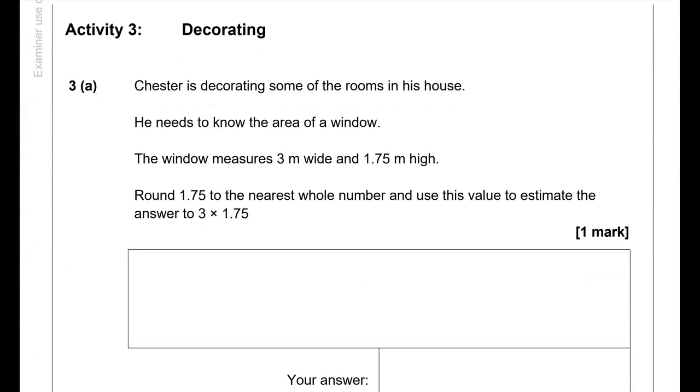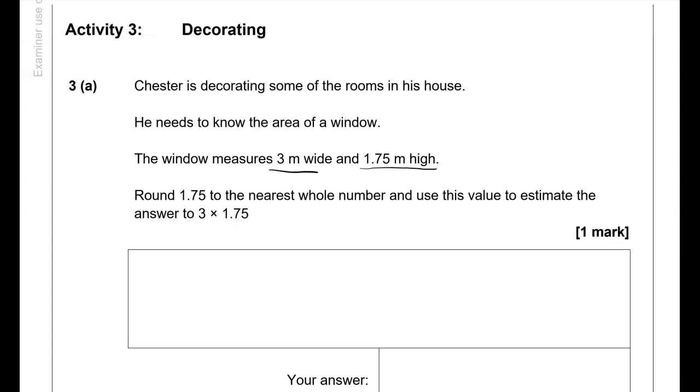Activity 3, decorating. Chester is decorating some of the rooms in his house. He needs to know the area of a window. The window measures 3 meters wide and 1.75 meters high. Round 1.75 to the nearest whole number and use this value to estimate the answer to 3 times 1.75.